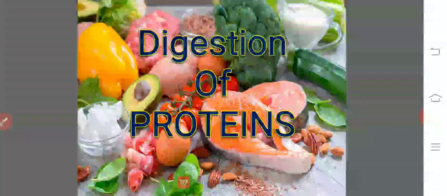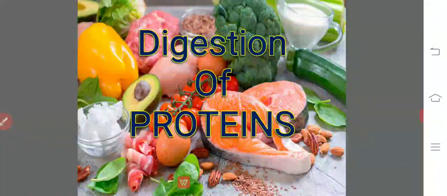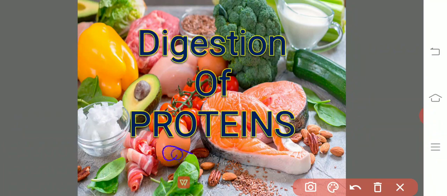Today we are going to discuss the digestion of proteins. In our day-to-day life, daily we will ingest 50 to 100 grams of proteins with our food. These proteins may be ingested in the form of eggs, fishes, milk, and some other vegetables, grains, dry fruits, soya, like that. And all these components possess proteins.